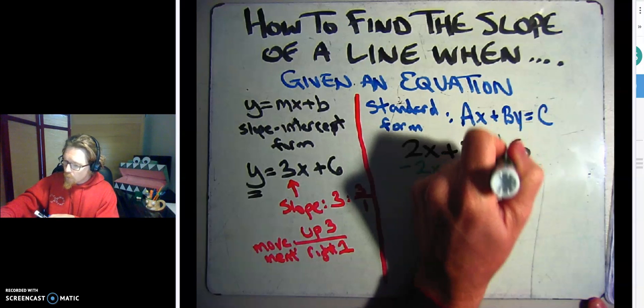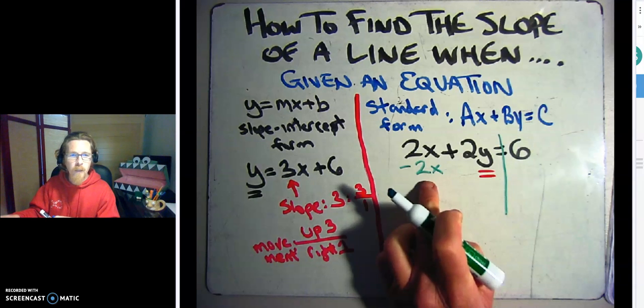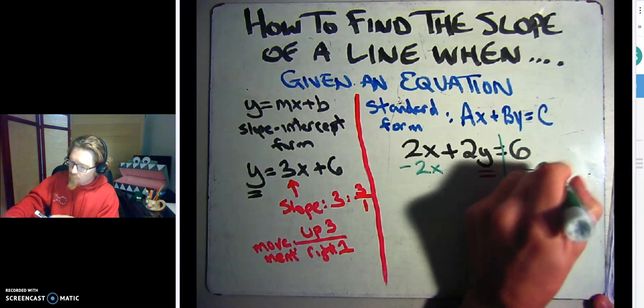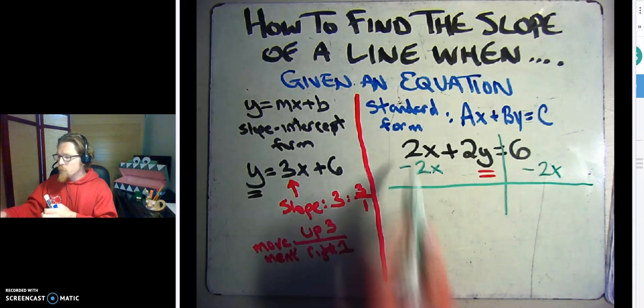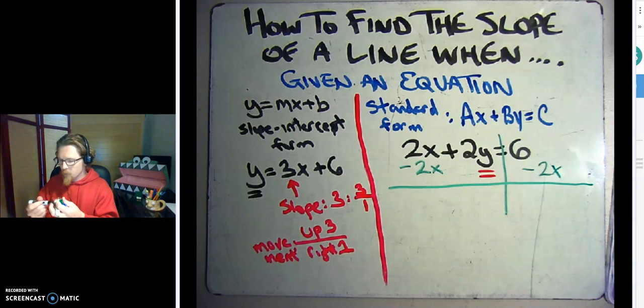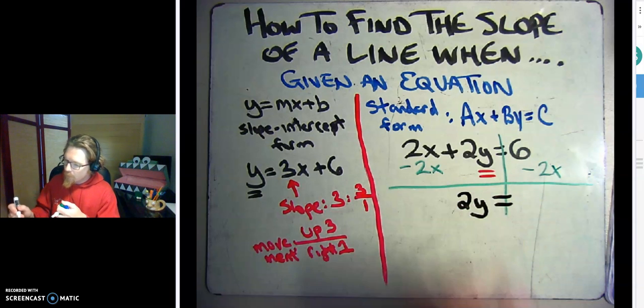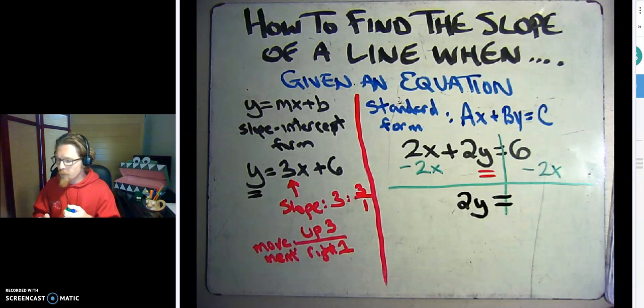I like to draw a line down my equal sign just to remind me that if I do something on one side, I have to do it on the other. Like I literally make it two sides. So I subtract 2x on both sides. 2x take away 2x is 0, so all I'm left with on the left side is 2y. The equal sign is still there, and now I have 6 take away 2x.